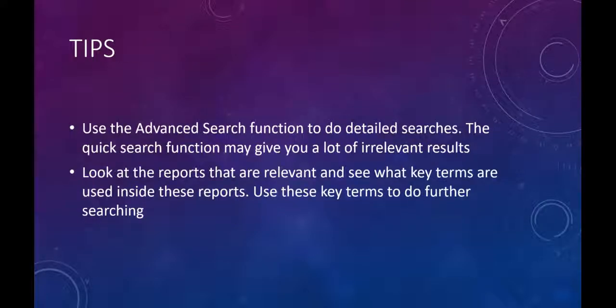Before we start a search, here are some tips. Try to use the advanced search function. The quick search function that's on the main page may get you a lot of results, but they may not always be the relevant ones. If your search doesn't bring up a lot of results, you can try looking at the reports that are already there and see what kind of keywords are used in the title and content. You can then use these words to do additional searching.